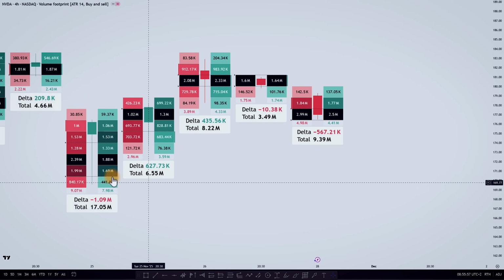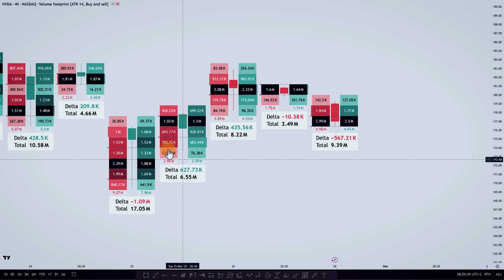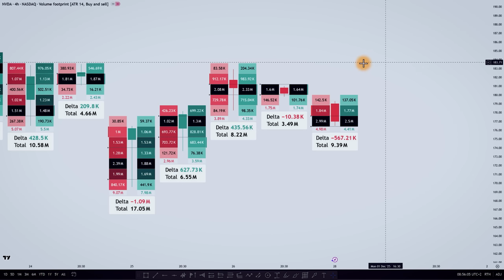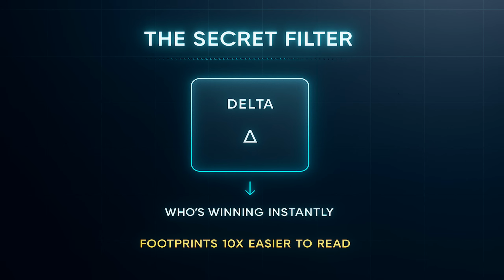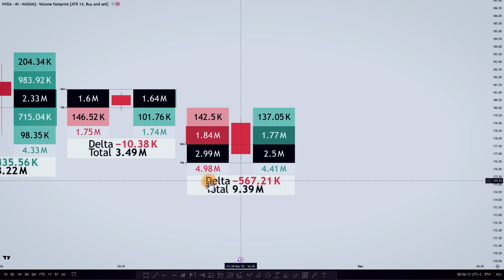Okay, now you know what you're looking at. But here's the problem. Staring at a bunch of numbers is overwhelming. Too much noise. You need a filter. One metric that instantly tells you who's winning the battle. That metric is called delta. Once you understand delta, reading footprints becomes 10 times easier.